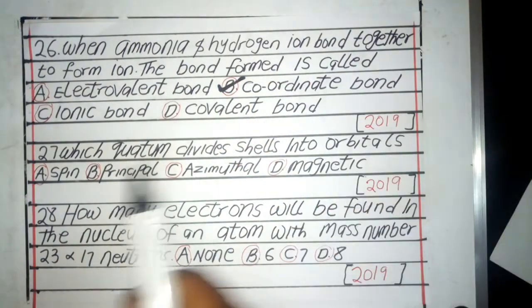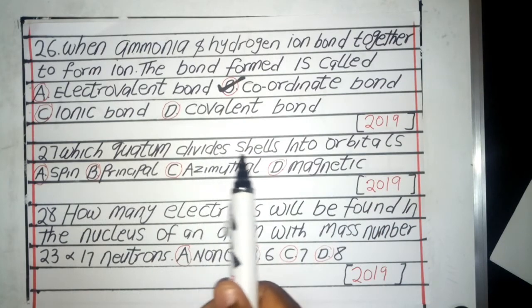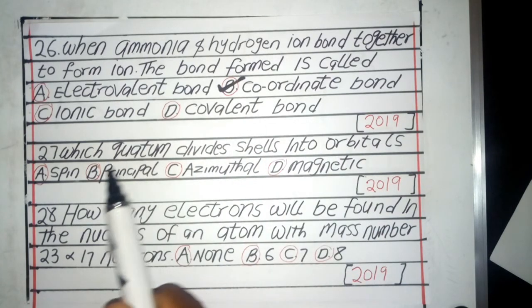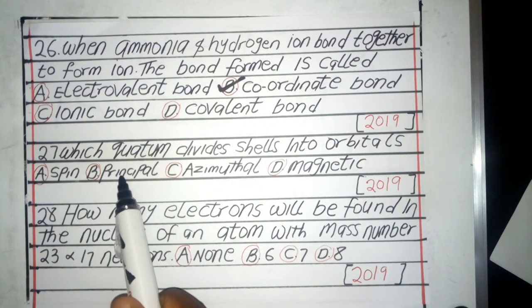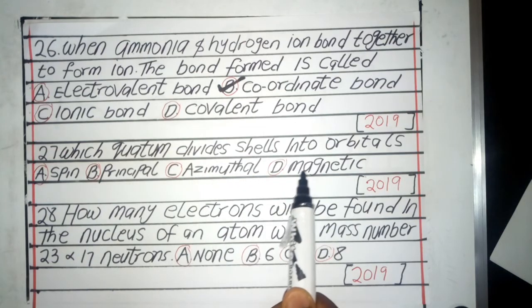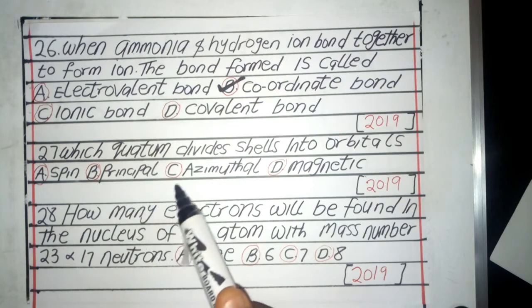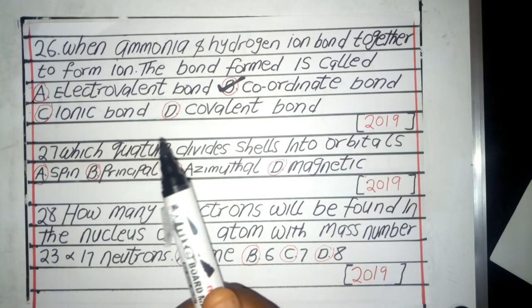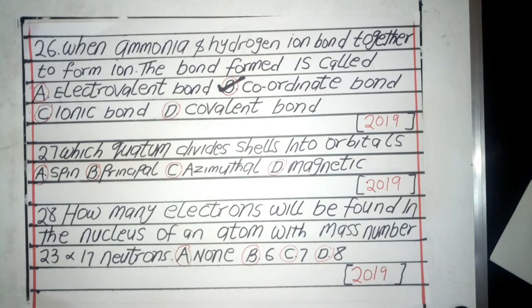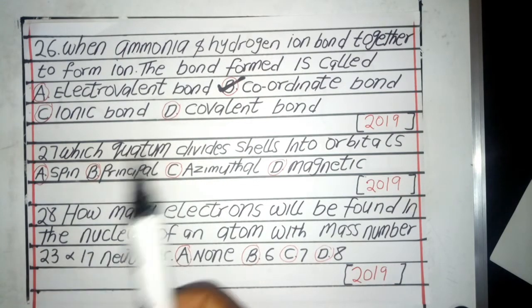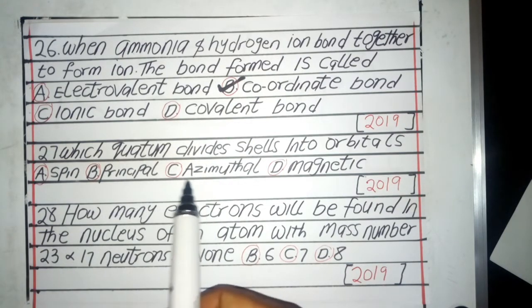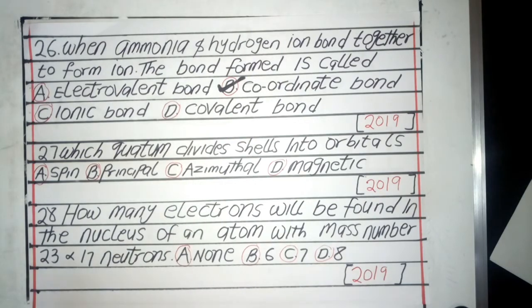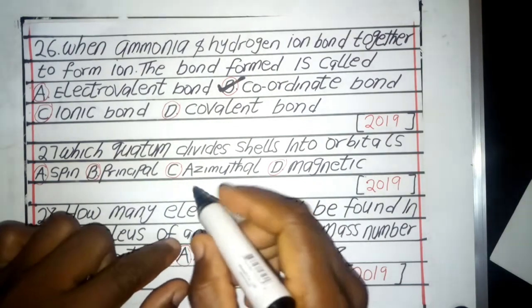Then the next question: which quantum number divides shells into orbitals? Spin, principal, azimuthal, magnetic. The answer is azimuthal quantum number. It divides shells into orbitals, and it also determines the shape of the orbital. So the answer is C.